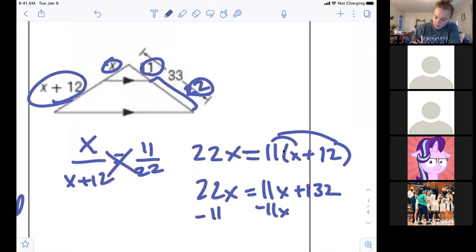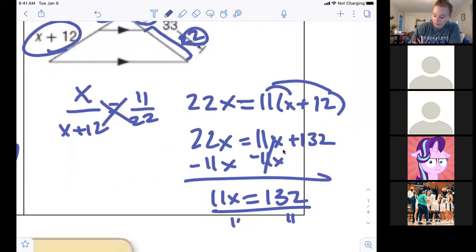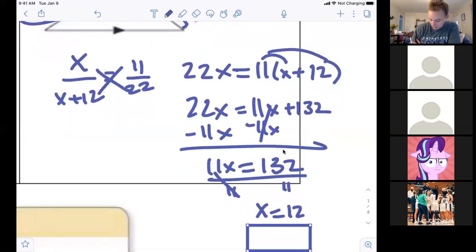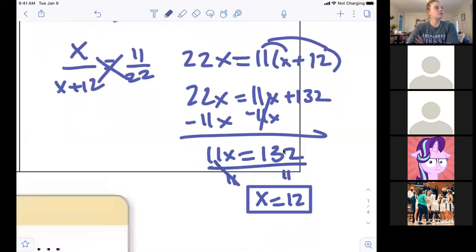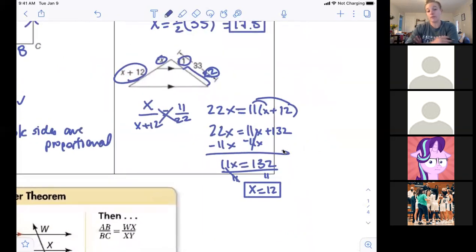Again, I'm going to go through the algebra pretty quick. If you have a question, let me know. I'm going to minus 11x on both sides to get 11x equals 132. And then I divide both sides by 11 to get x equals 12. Those are a lot of the same numbers, but it works out. And if we were to put 12 in for x, we could still solve that proportion and it should be the same thing. All right. Any questions on the side splitter theorem?